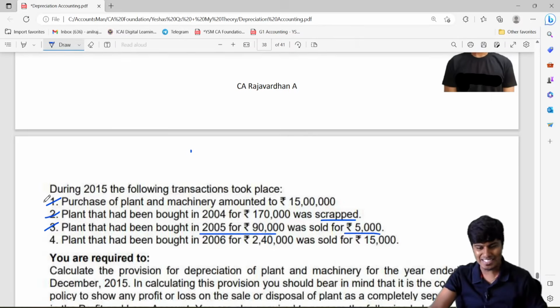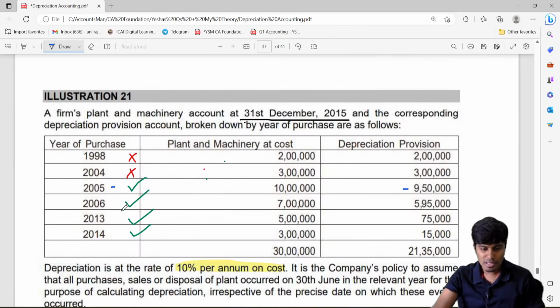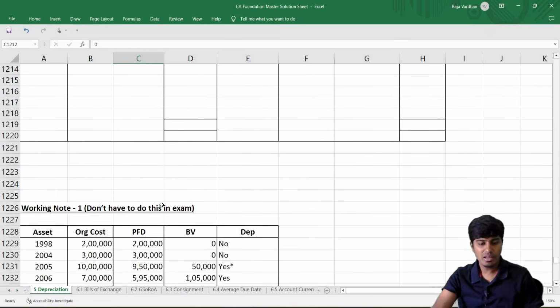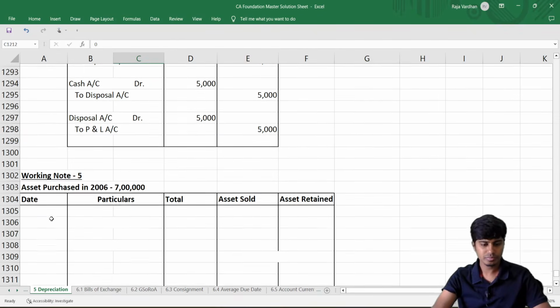Got that? Next, let us go to the 2006 asset. Plant has been bought in 2006 for 2,40,000, was sold for 15,000. So in 2006 now, the value of the asset purchase is 7 lakh. We are going to split that asset into 2 parts. Have a look.